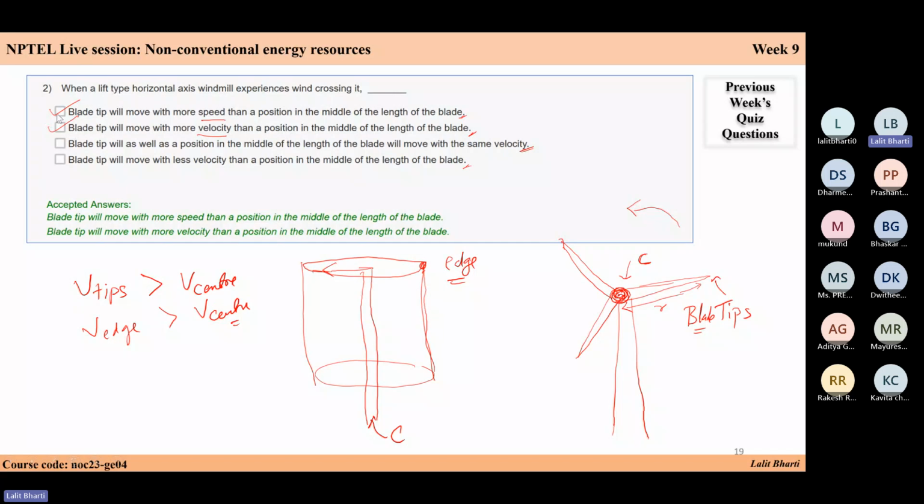So options 1 and 2 are correct. Take it as speed or velocity, it is higher at the blade end as compared to the middle or center of the blades. Options 1 and 2 are correct, and the third and fourth are not correct, because the third said it is equal, and the fourth said the tip speeds are lower than the middle of that blade. So options 1 and 2 are correct.